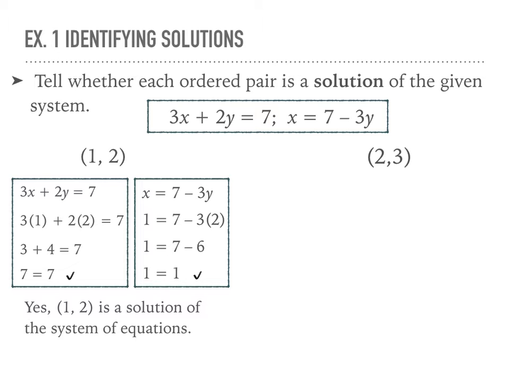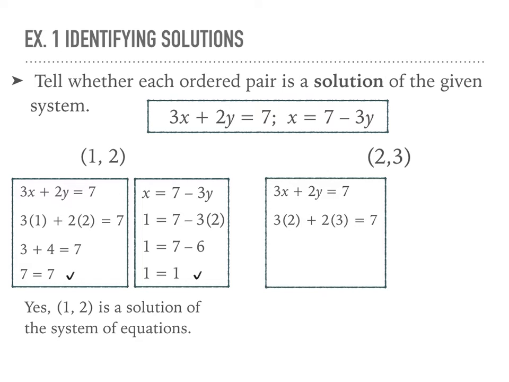Now, earlier we determined that a system of equations either has no solution, one solution, or infinitely many. This might be the one solution, but let's determine if (2, 3) is also a solution. Substitute 2 in for x and 3 in for y, and let's complete the math. 12 does not equal 7. Therefore, (2, 3) is not a point that lies on the first line.